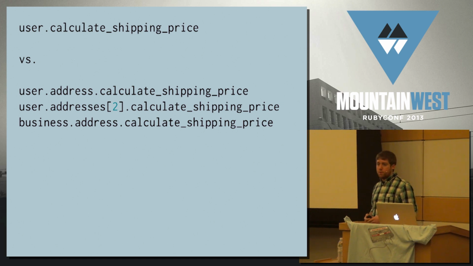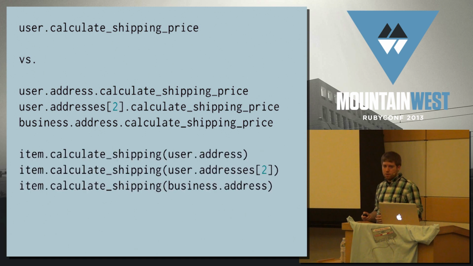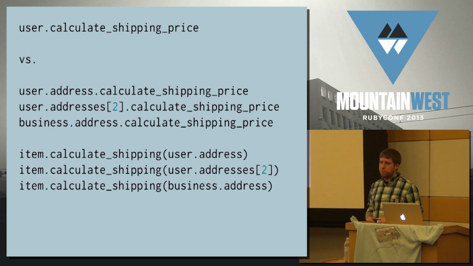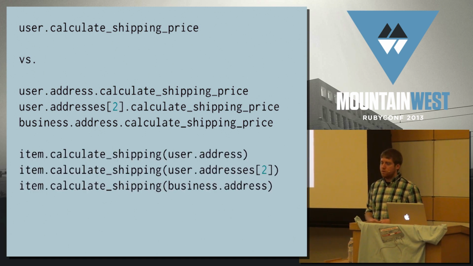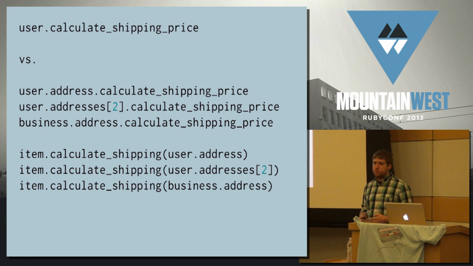And maybe we want to make it so different items have different shipping prices. Here we move the calculate shipping price method onto item and have it take an address. But if this was taking a user instead, it wouldn't be clear how to make these changes. So there's a pattern here, which is that having different pieces of your system communicate with value objects gives you a lot more flexibility.